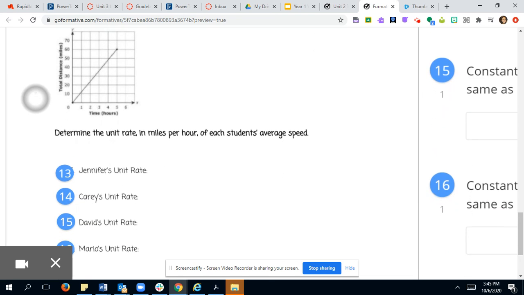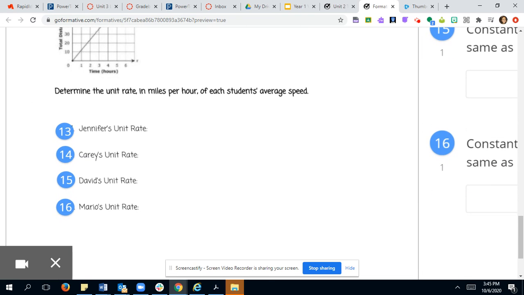Determine the unit rate in miles per hour of each student's average speed. So for number 13, you're going to find Jennifer's unit rate. Number 14, you're going to find Carrie's unit rate. Number 15, you're going to find David's unit rate. And 16, you're going to find Mario's unit rate.